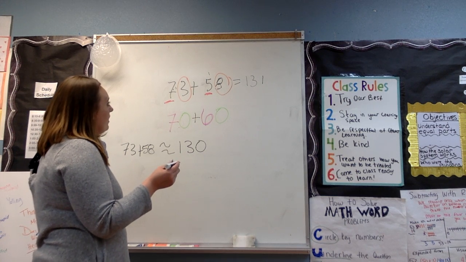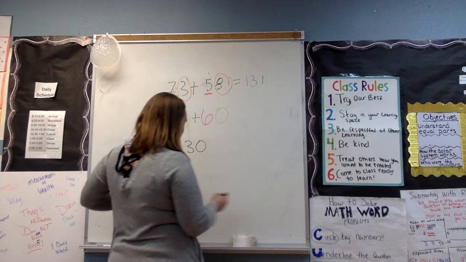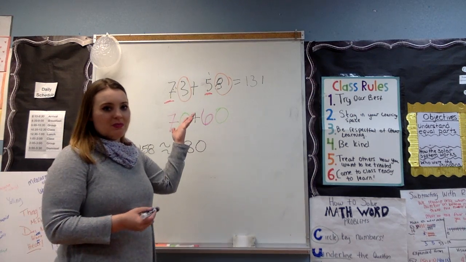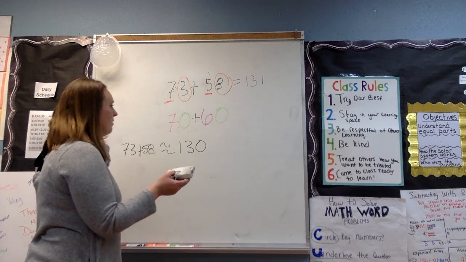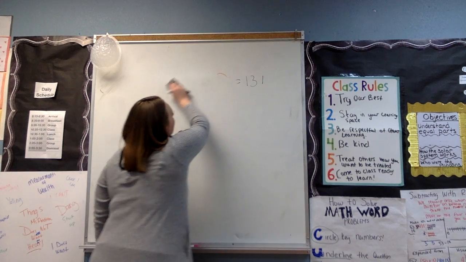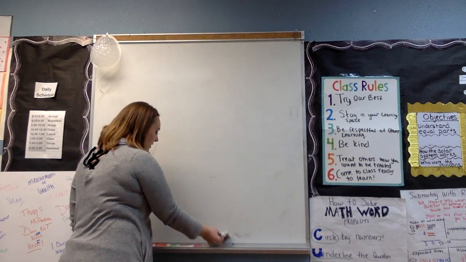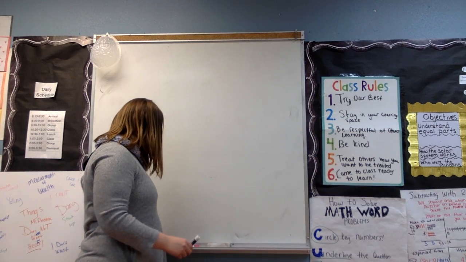So 73 plus 59, which is not even worth it because you know it's going to be 132. It's not worth it. Okay, so pretty close. Some of them aren't going to be that close, but that is where we kind of look for that.